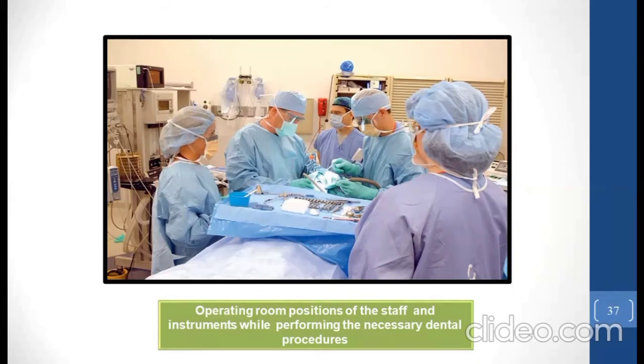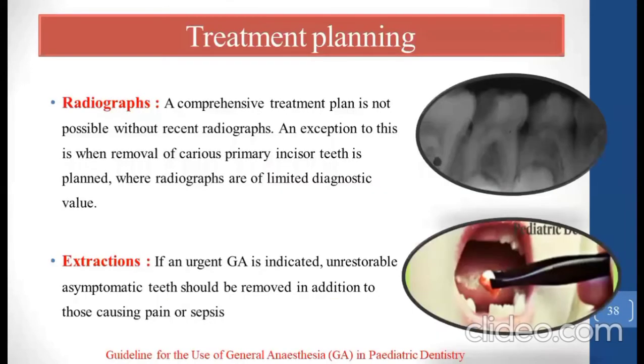Stainless steel crown, any impression material, or the forceps. Now the treatment planning that includes radiographs. A comprehensive treatment plan is not possible without a recent radiograph. An exception to this is when removal of the carious primary incisor teeth is planned, where the radiographs are of limited diagnostic value.